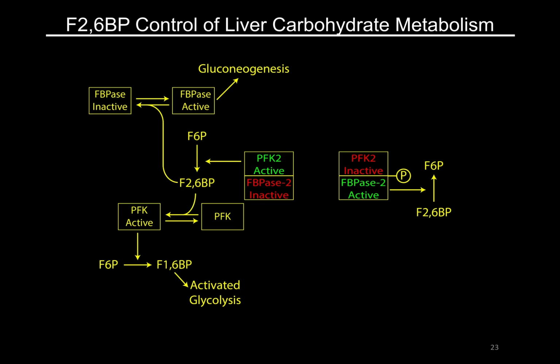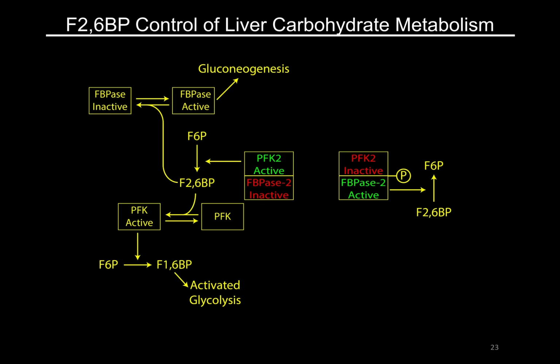And what I want you to notice here, the key thing here is that which domain is active depends on the phosphorylation state of this enzyme. When this enzyme is phosphorylated, it activates the FBPase domain, which degrades fructose 2,6-bisphosphate. When the phosphate is there, F26BP gets degraded. When the phosphate gets removed, fructose 2,6-bisphosphate gets made. When F26BP is present, we inactivate FBPase, we inactivate gluconeogenesis, and we activate PFK, which activates glycolysis. Okay?